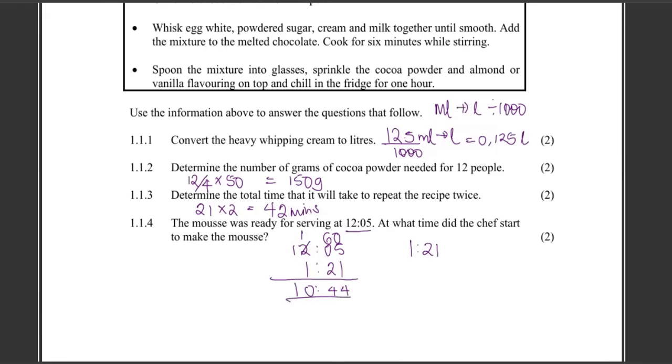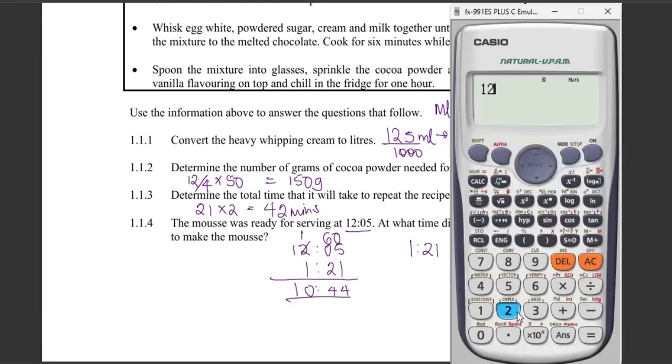How do we do that on our calculators? We shall pick the calculator and we press in 12 and you press this key. Then you press 05, press that key, minus, we said 1 hour, 21 minutes, and you press equals. Still, we get the same answer as that.